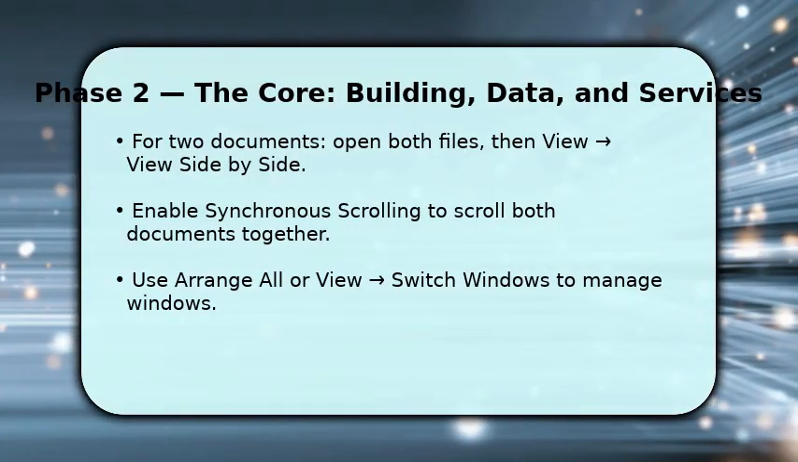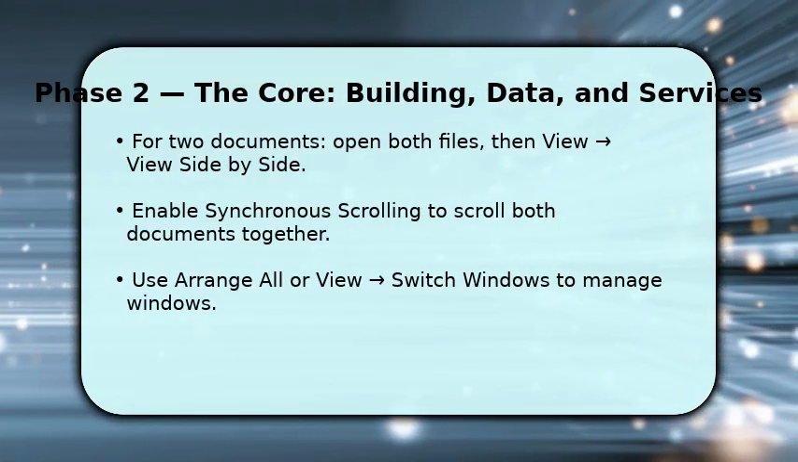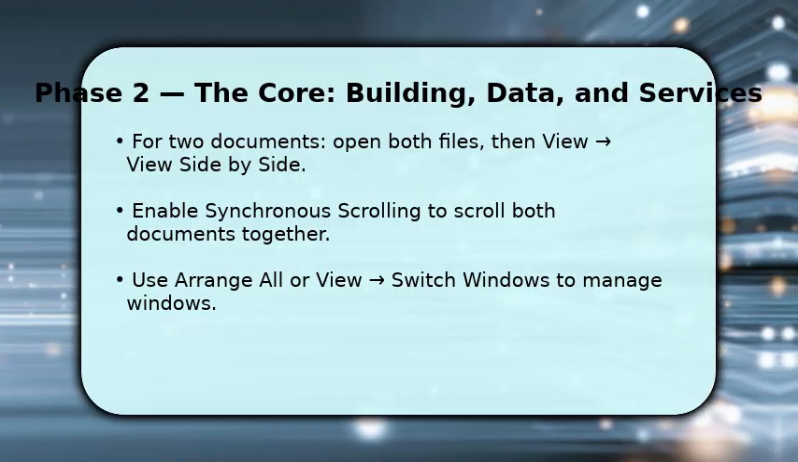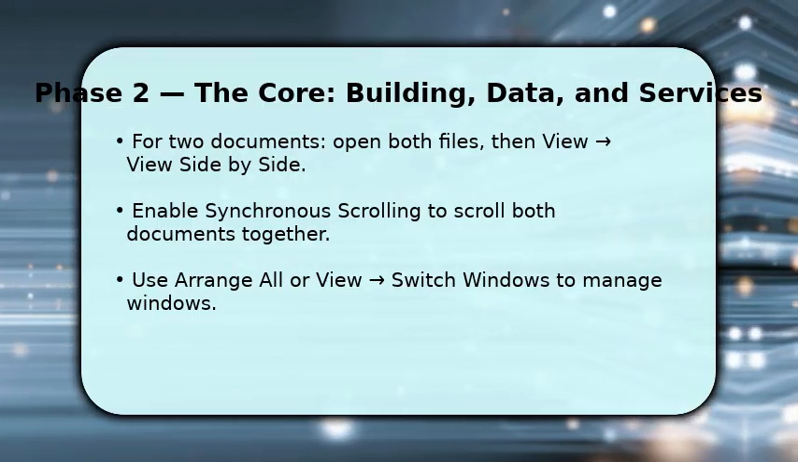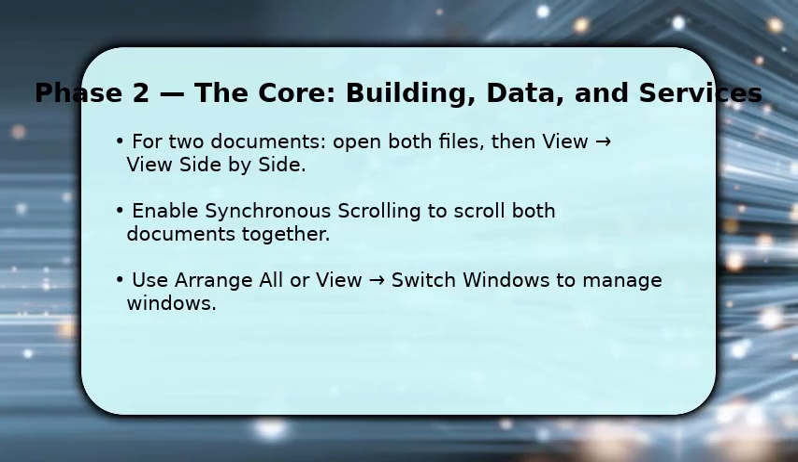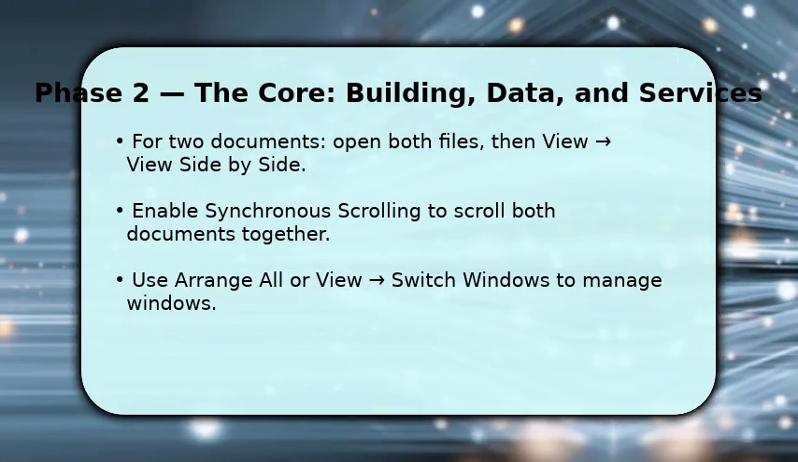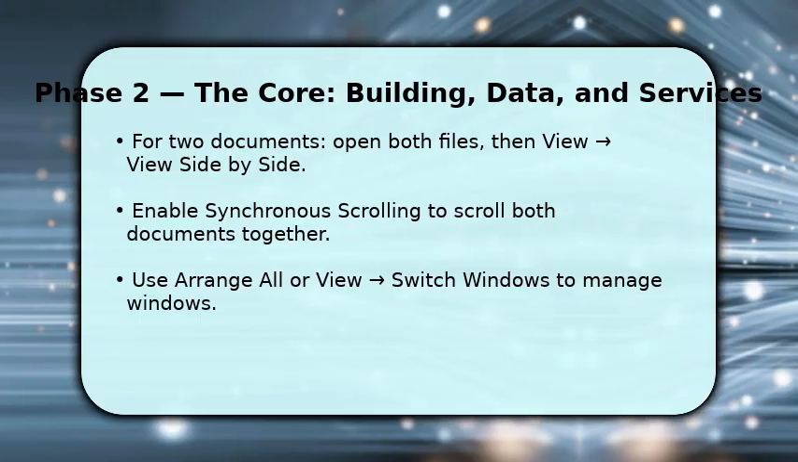If you want to compare 2 separate documents, open both files and on the View tab click View Side by Side. Word will tile them and by default, enable synchronous scrolling so you can scroll both at once. This is useful to spot layout differences. Once done, use Arrange All or switch windows to change the arrangement.